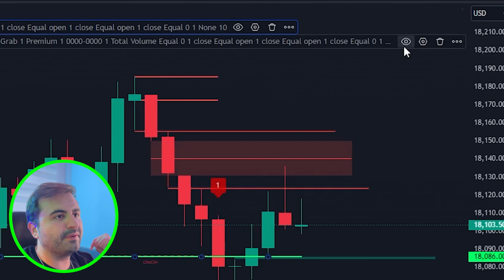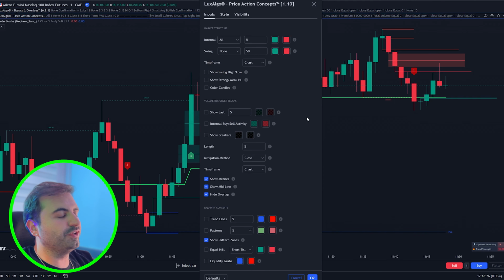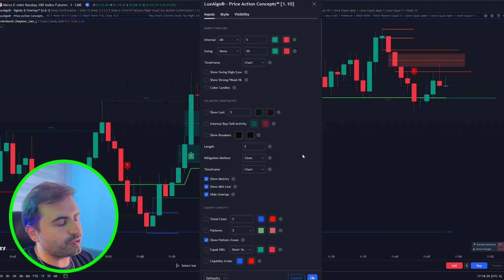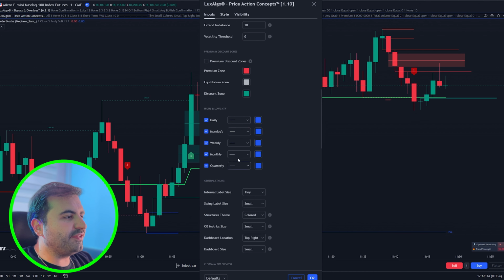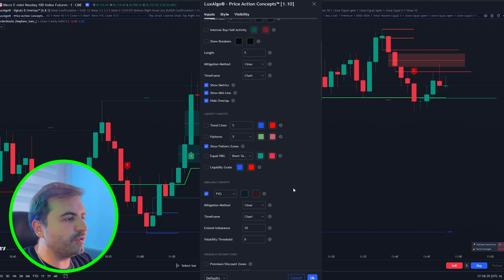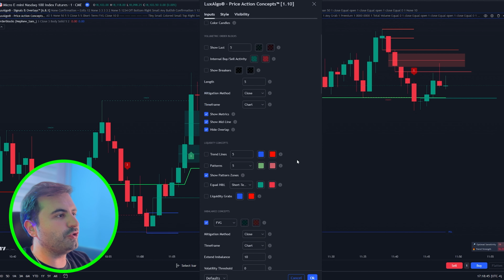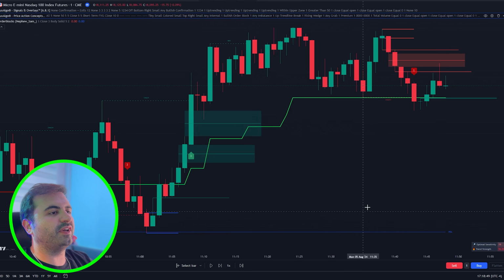Now let's enable the price action concepts. It's a crazy indicator, and it will give you everything you need about the price action, but we will use only the fair value gap, the show pattern zone, and the daily, Monday, weekly, monthly and quarterly zones. That's all you need to do. And if you want, you can enable the premium and discount zone for the highs and lows, but for this video I will not use that. But if you want, you can add that to this strategy.